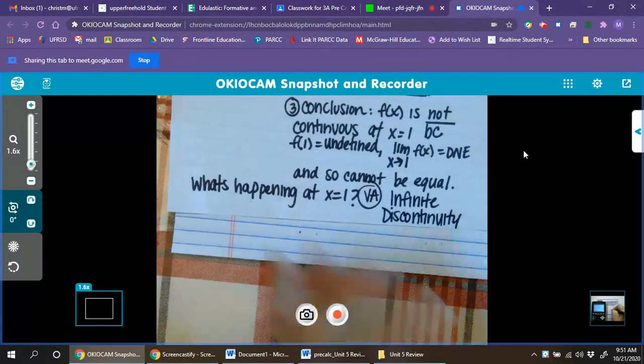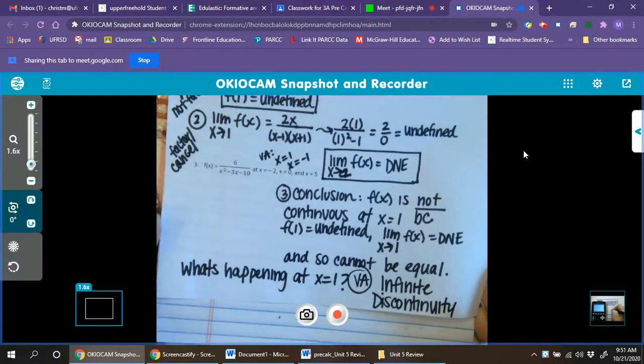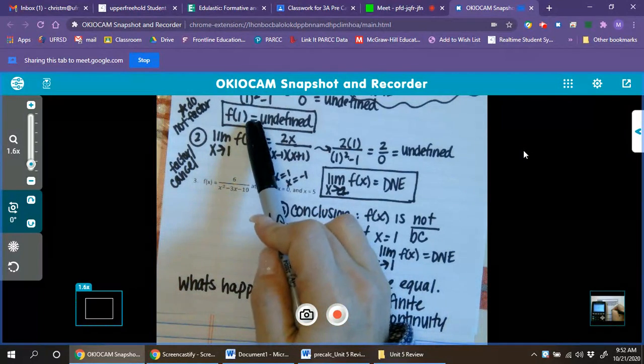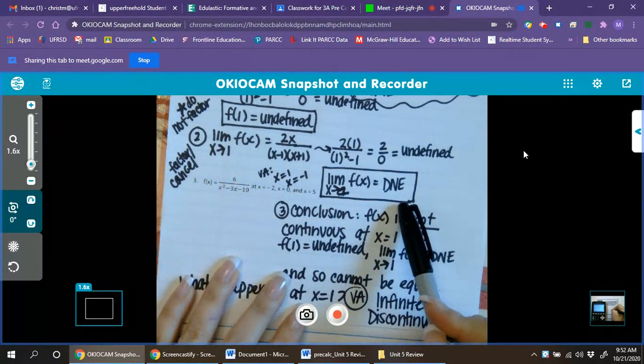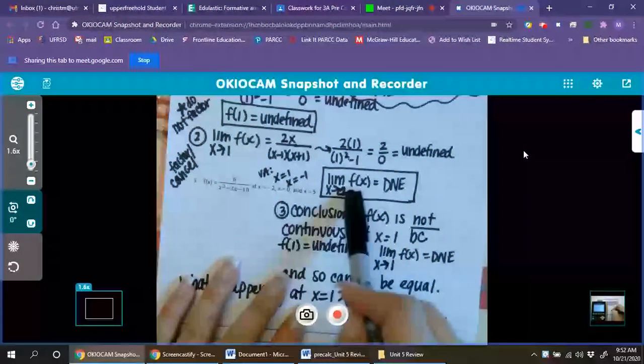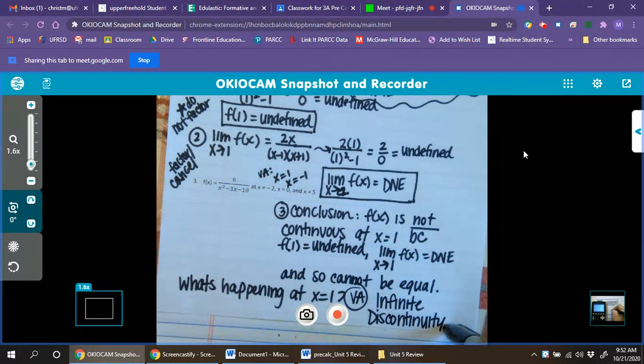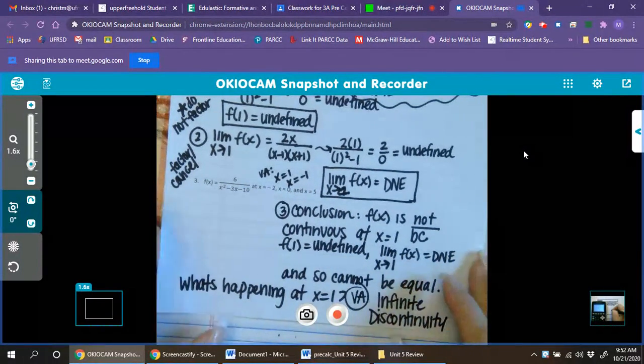Okay, so this was an infinite example. And when that happened, part 1 was undefined and part 2 did not exist. So if you remember that setup, undefined and does not exist, both of those, you get an infinite discontinuity.